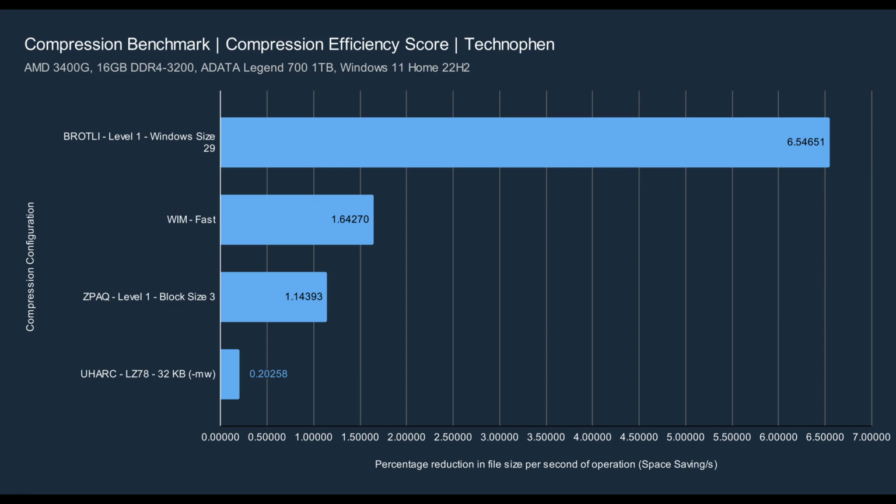But in efficiency, Brotli really shines. It topped our chart with a score of 6.54. Compared to the others at 1.64 and 1.14, it's a huge win for Brotli. And the current king of efficiency is Brotli at level 1 with window size 29.